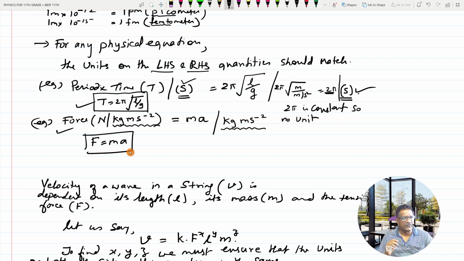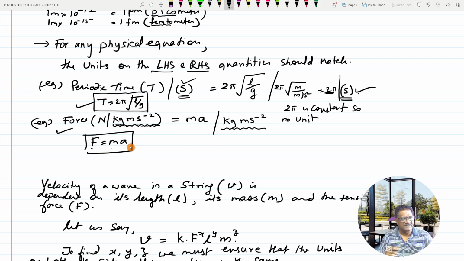Force. The formula for force is force is equal to m into a. The unit of force is Newton, and Newton is a derived unit, so it can be written as kg meter second raised to minus 2. This is the unit for force.